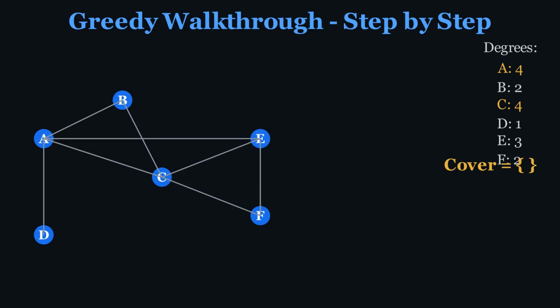This walkthrough is the heart of the video, so let us go slowly. Each number on the right shows the current degree of a vertex, meaning how many uncovered edges still touch it. At the beginning, vertices A and C are tied for the highest degree. A greedy algorithm is allowed to break ties arbitrarily, so we will choose C first. That single choice is attractive because C touches the center of the graph and immediately covers several edges at once.